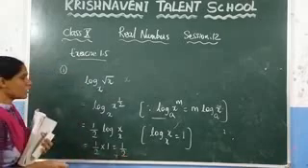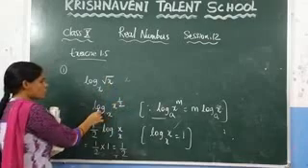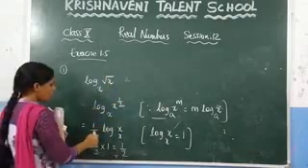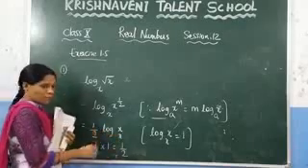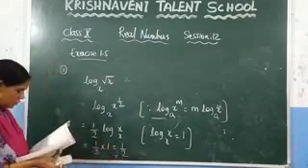So what we have done here is just written root x as x power 1 by 2. It is in the form of log x power m. You can write it as m log x. So you get 1 by 2 log x to the base x. You know that log a to the base a is 1. So after multiplying 1 by 2 with 1, you are getting the answer as 1 by 2.